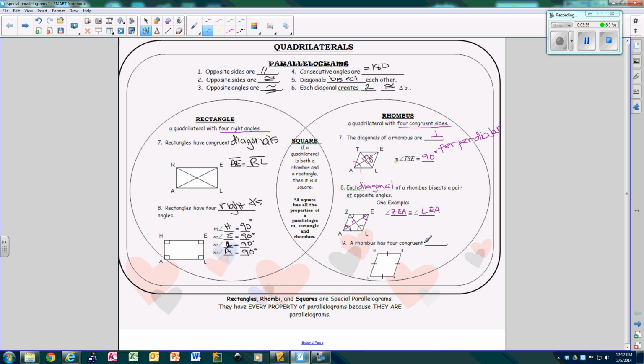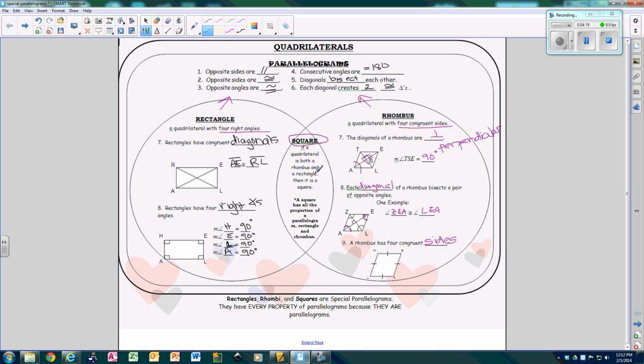So a rhombus also has 4 congruent sides, which is the definition, but it's also one of the properties. So a rhombus has these 6 properties plus 3 more. A rectangle has these 6 plus 2 more. Our last one is a square. A square has these 6 plus these 2 plus these 3. So altogether, a square is a rectangle, a square is a rhombus, a square is a parallelogram. So a square is so special that it just has everything. So there's 6, 7, 8, 9, 10, 11 properties that a square has.